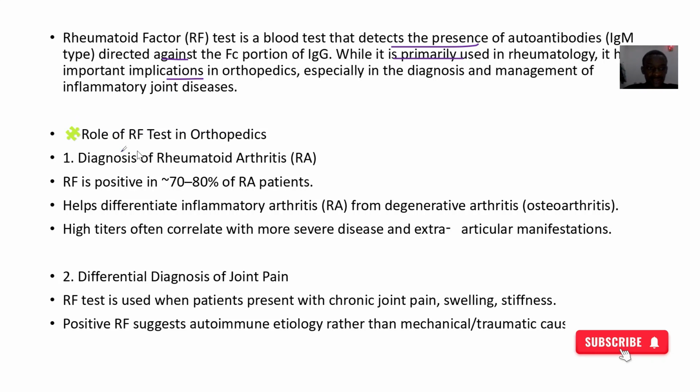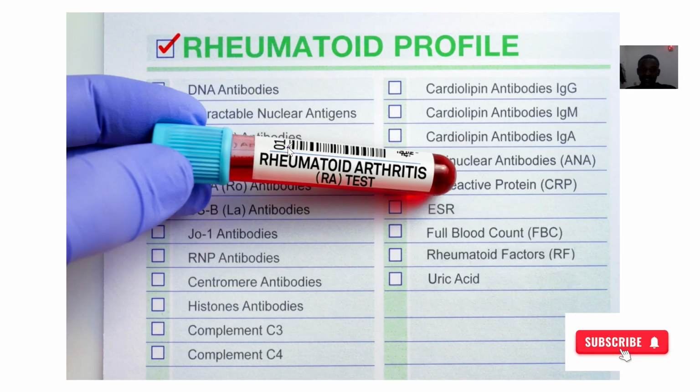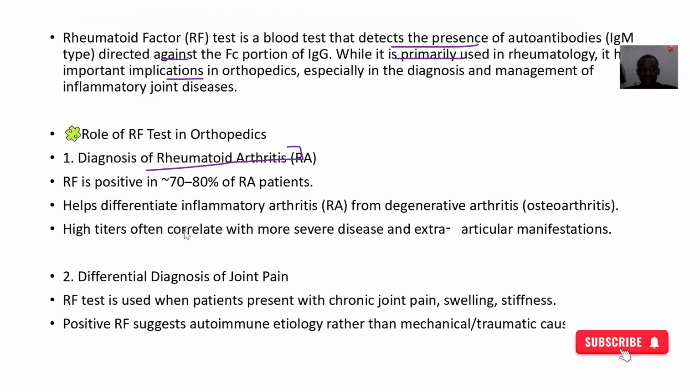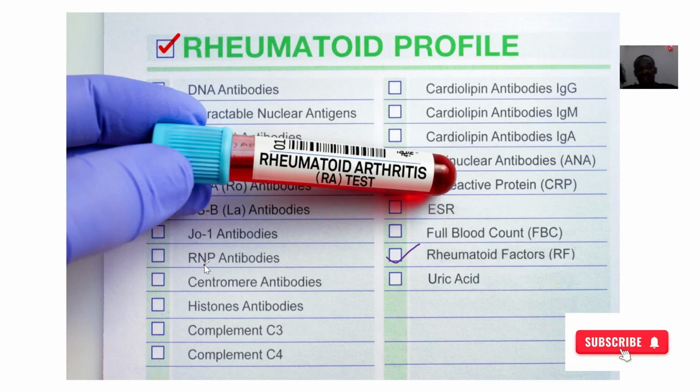So let's quickly look at this. The role of the rheumatoid factor test is, first of all, diagnosing rheumatoid arthritis. There are many tests for it, but the rheumatoid factor test is very important. It helps to differentiate different types of arthritis: inflammatory, degenerative, and the rest. So it aids differential diagnosis of joint pain. If a patient has felt pain at the joint for a very long time, this can help you specifically say, okay, this is what is actually wrong, instead of thinking about many things.